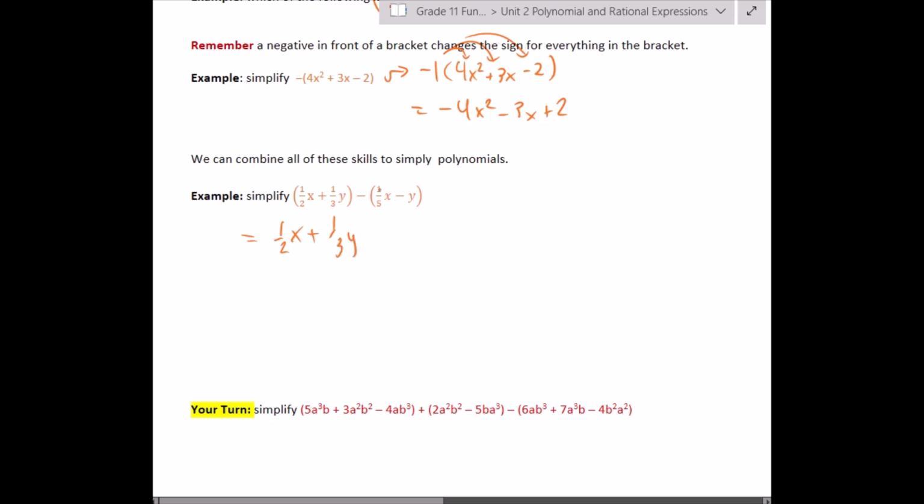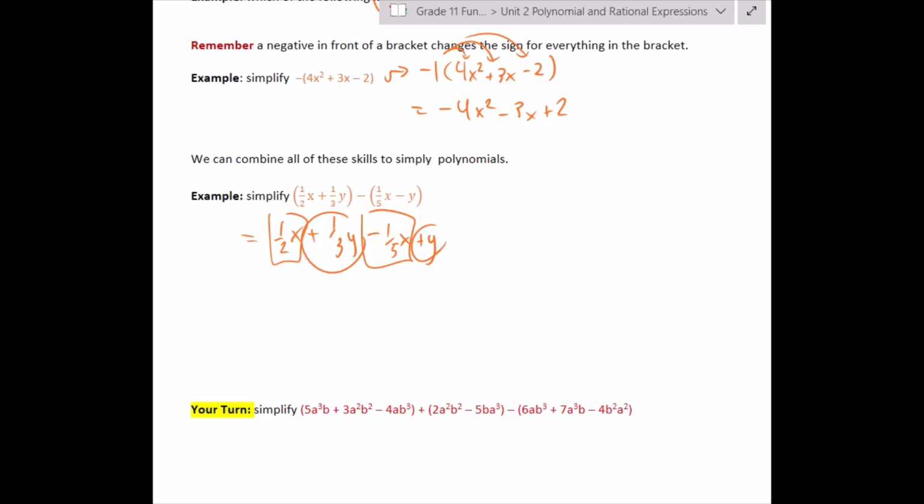And then we are going to subtract this bracket here. That's a negative, so that's going to change the sign of everything inside that bracket. And then we can combine like terms. So here we have two x's, so 1/2 x and negative 1 over 5x. We also have two y's. We have 1/3 y and plus y here. This is 1y. Now, by way of identifying like terms, I'm just putting squares, circles, and shapes around them, but you can use any method you want. You can color them, underline them, whichever way is best for you.